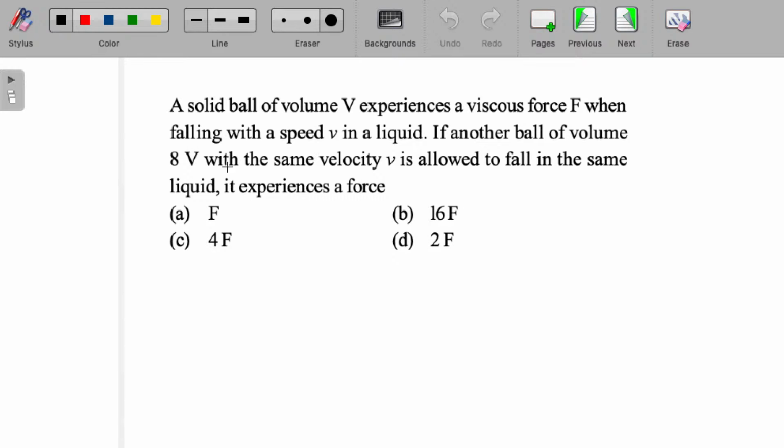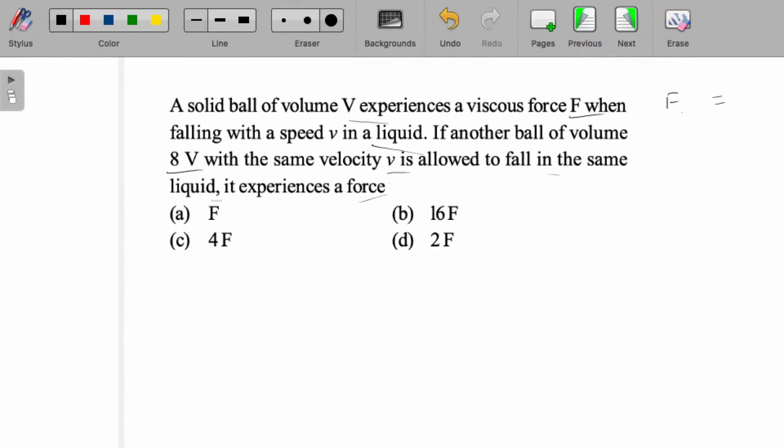As you can see, a solid ball of volume V experiences a viscous force F when falling with a speed V in a liquid. If another ball of volume 8V with the same velocity V is allowed to fall in the same liquid, it experiences a force. So basically, you're just comparing the viscous forces. How to do this question? Just note down the formula for the viscous force, right?